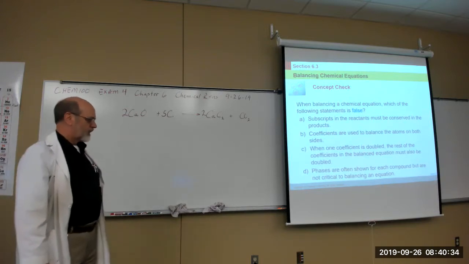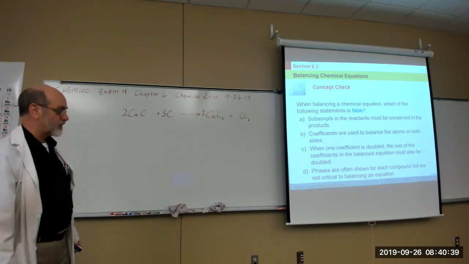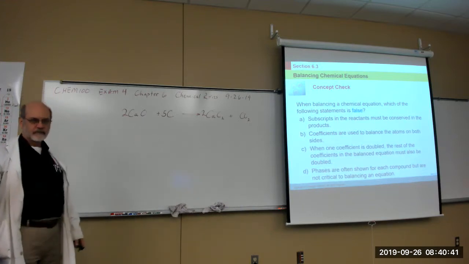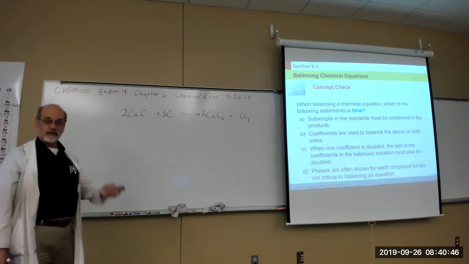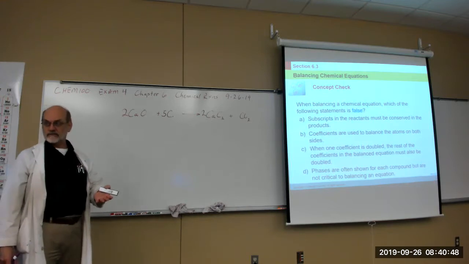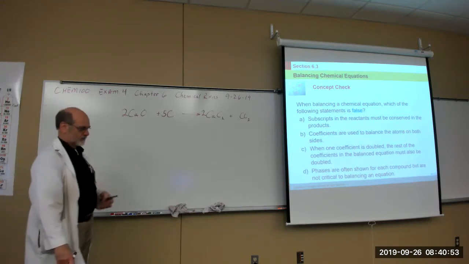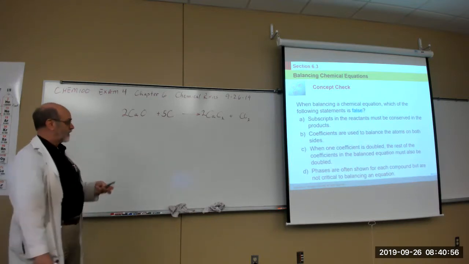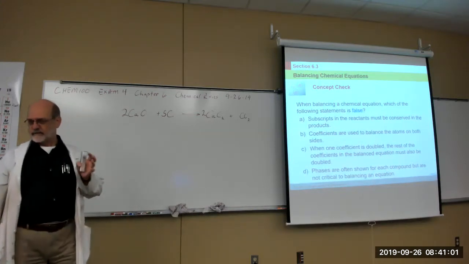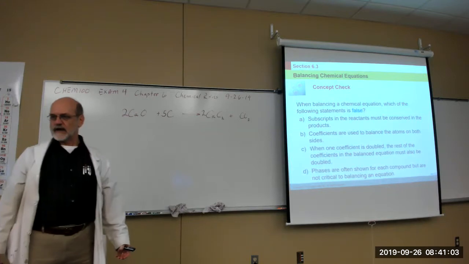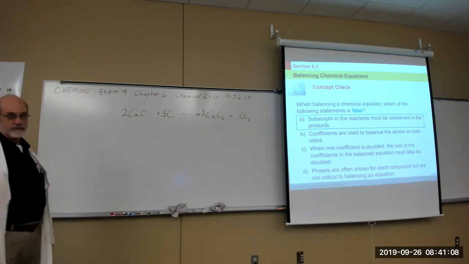So C is true. D, phases are often shown for each compound but are not critical to balancing equation. That is true. Balancing the equation is just numbers. The phase is useful information when you write the equation sometimes, and hopefully we'll get to the point where I'll bring that topic up again. But for balancing the equation, all you need is numbers of elements in each of the reactants and products. So that's the only one that's false.